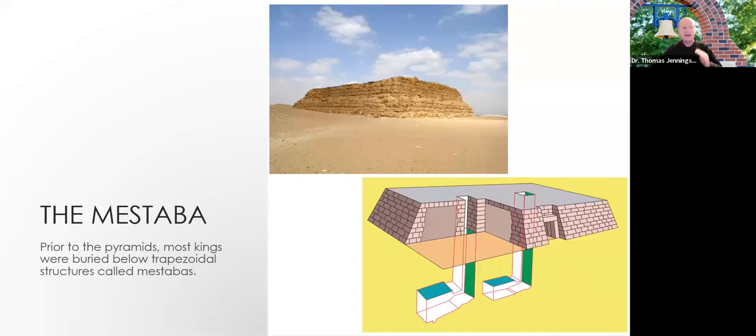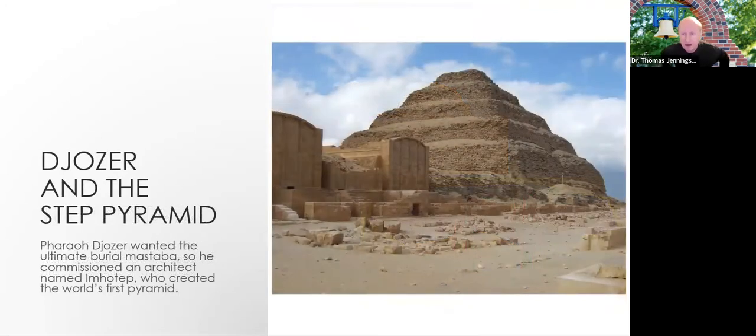So he said, I need the greatest tomb that has ever been seen. And he commissions a guy by the name of Imhotep to build this. And he says, how could I make a more impressive mastaba? Got an idea. I'm going to build a mastaba on top of a mastaba, on top of a mastaba, on top of a mastaba. And he comes up with the world's first pyramid, the Step Pyramid, which you can see is still not a perfect, beautiful pyramid.